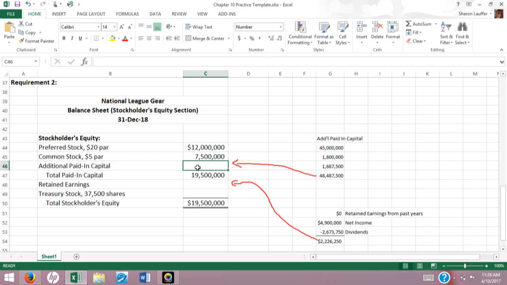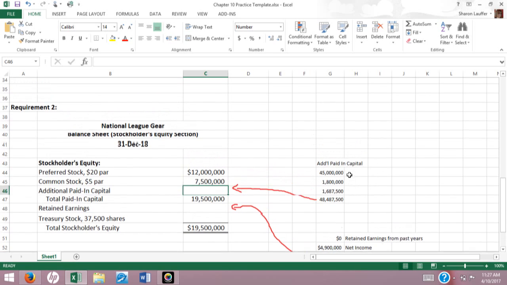So we're going to put that there. All right, now the additional paid-in capital gets a little more complex because we had several entries that affected that account. So we're going to scroll back up and look for all the entries that affected additional paid-in capital. Now I have them listed here. I kind of cheated ahead of time, but we're going to go back up and look at those.